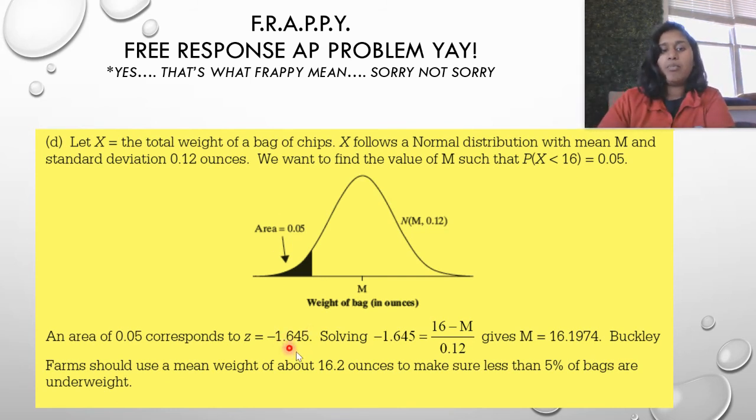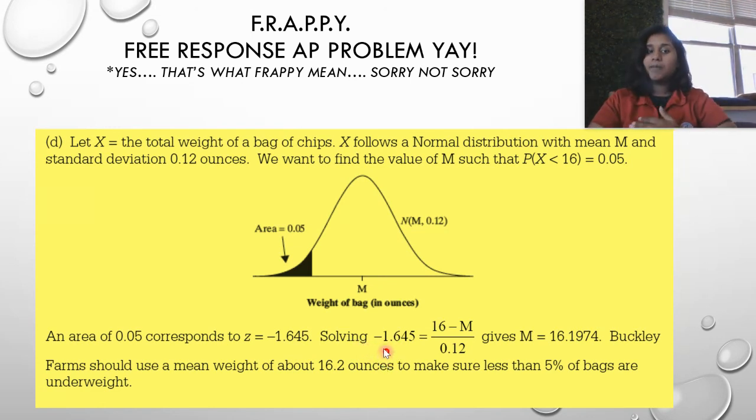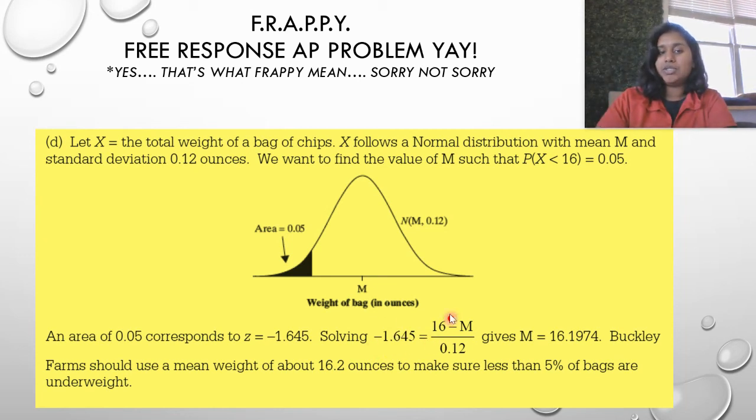We got negative 1.645. If I plug that z value into z is equal to the observed minus the expected over error, then I end up with z is equal to the observed minus the expected. We don't know the expected this time, right? Well, we want to know the new average. So we don't know the mean, and we divide by the error. If we solve this out, we get a mean average of 16.19. Not too much higher than the previous, but a little bit higher.